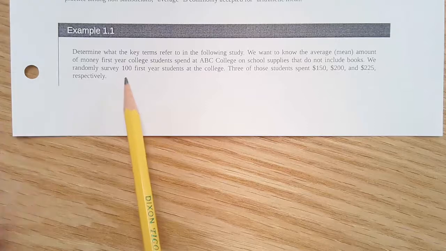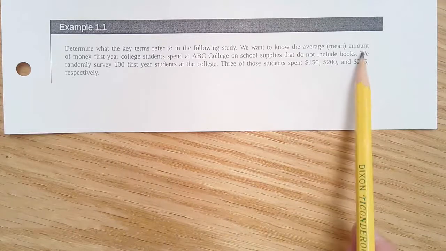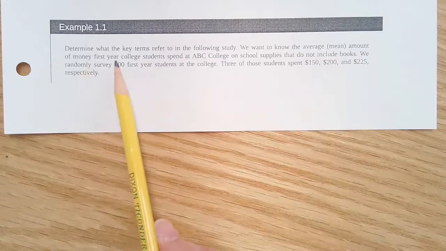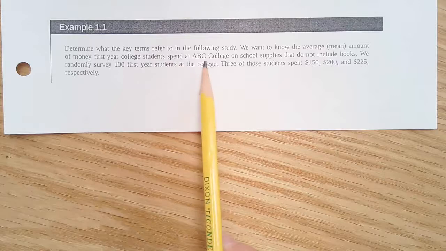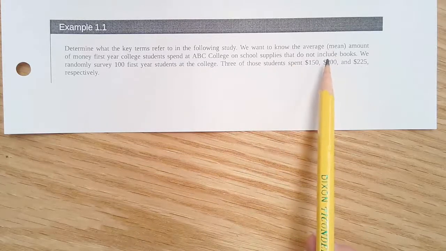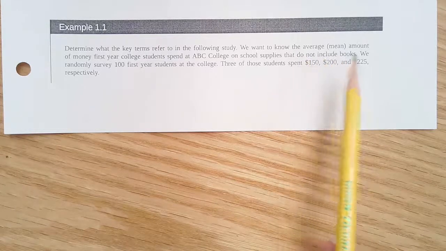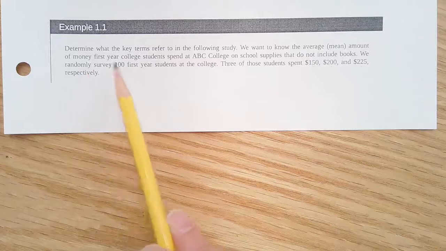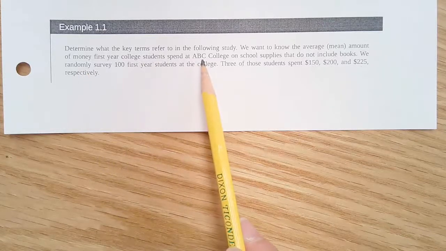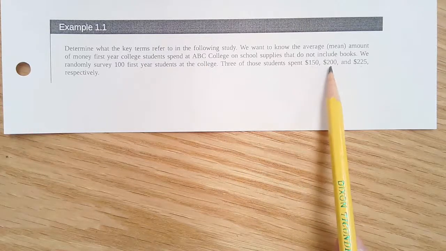Now the variable is what we are actually looking at. We want to know the amount of money that first-year college students spend at ABC College on school supplies, excluding the textbooks. So that is our variable. That's what we're looking at, the amount of money, the average amount of money that first-year college students spend. Now the data are the 150, 200, and the 225.